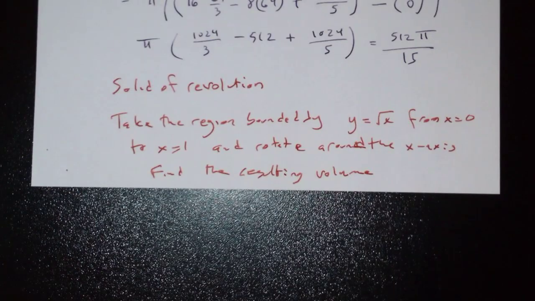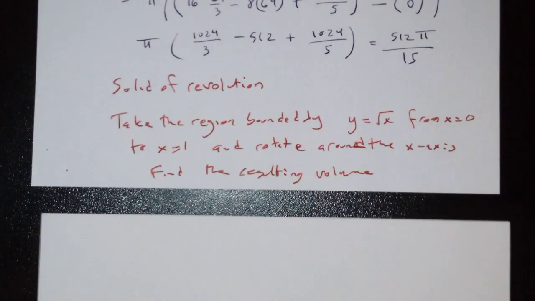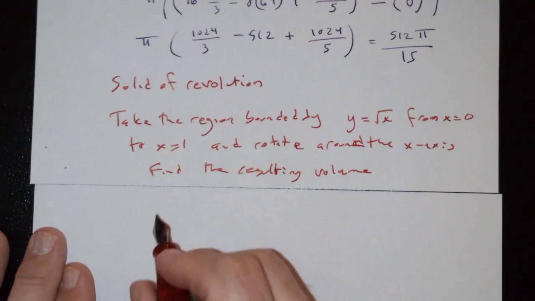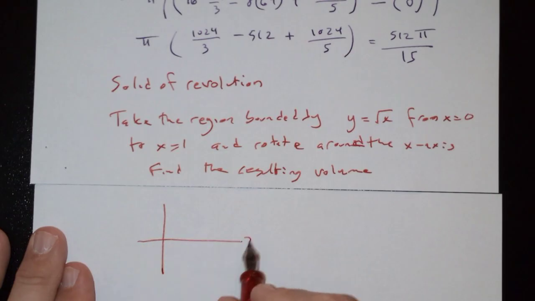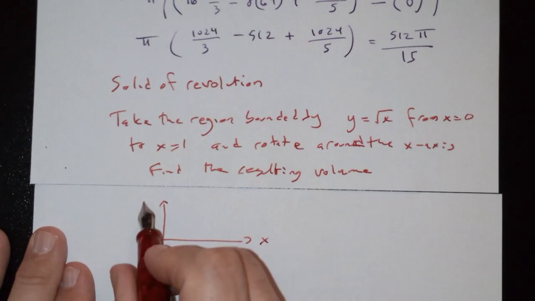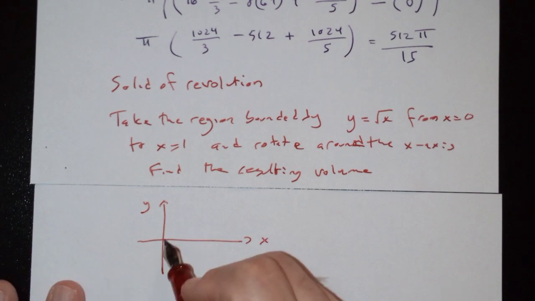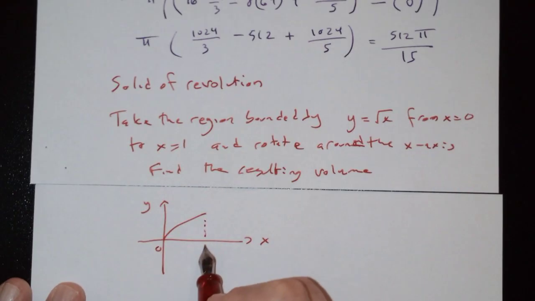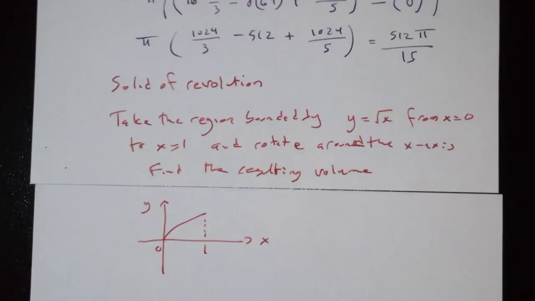Same setup, different curve. Again, just like with the areas between curves, just like with my definite integrals in general, I'm going to start with a picture. What's the graph of the square root of x look like? But it only goes out to 1 because it says from x equals 0 to x equals 1. And I'm going to rotate that around the x-axis.